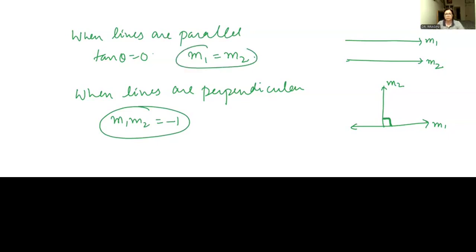So these are the special relationships when lines are either parallel or perpendicular to each other. In parallel, the slopes are equal. In perpendicular, the product of the slopes is -1.